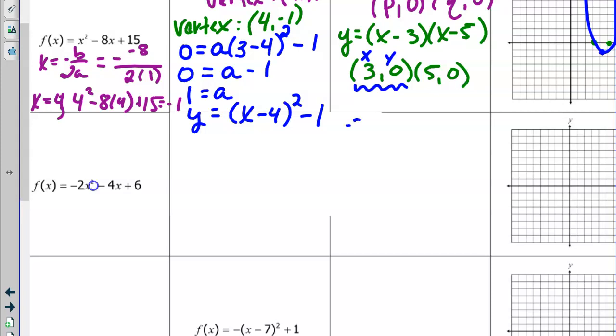So over here we're starting with -2x squared minus 4x plus 6. We're going to decide to take a -2 out. So we get x squared plus 2x minus 3.